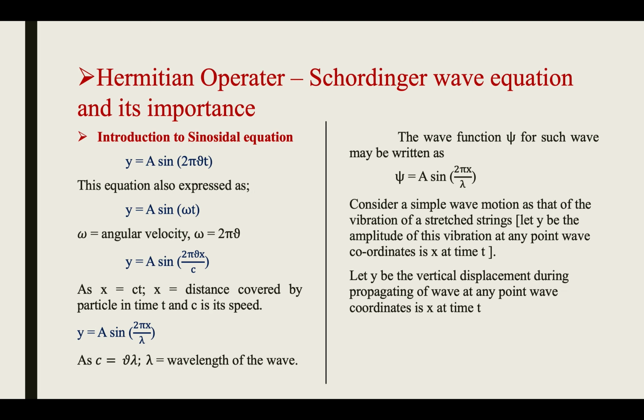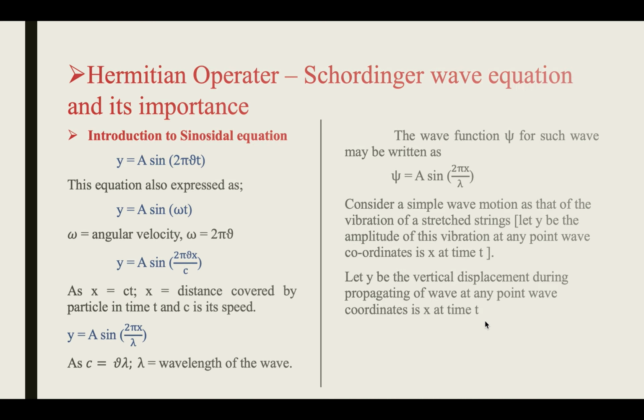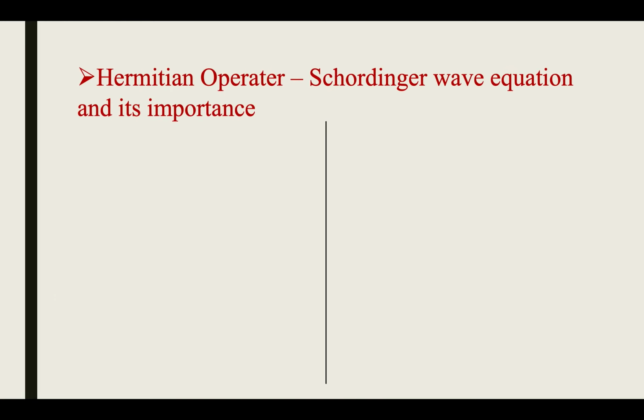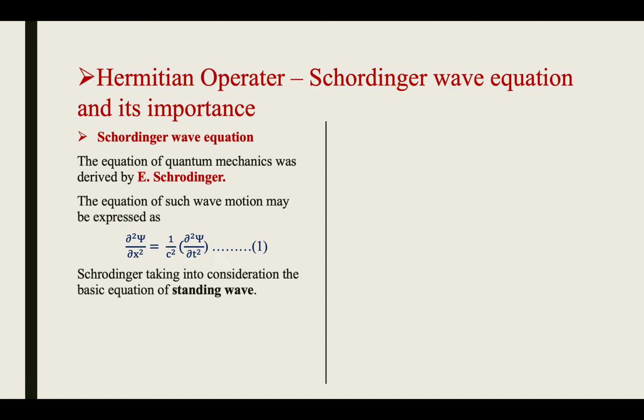Now consider the simple wave motion as that of the vibration of a straight string. Let y be the amplitude of this vibration at any point, with wave coordinate x at time t. So let y be the vertical displacement during the propagation of the wave at any point, with wave coordinate x at time t. It is always giving the position with respect to time of a particle.